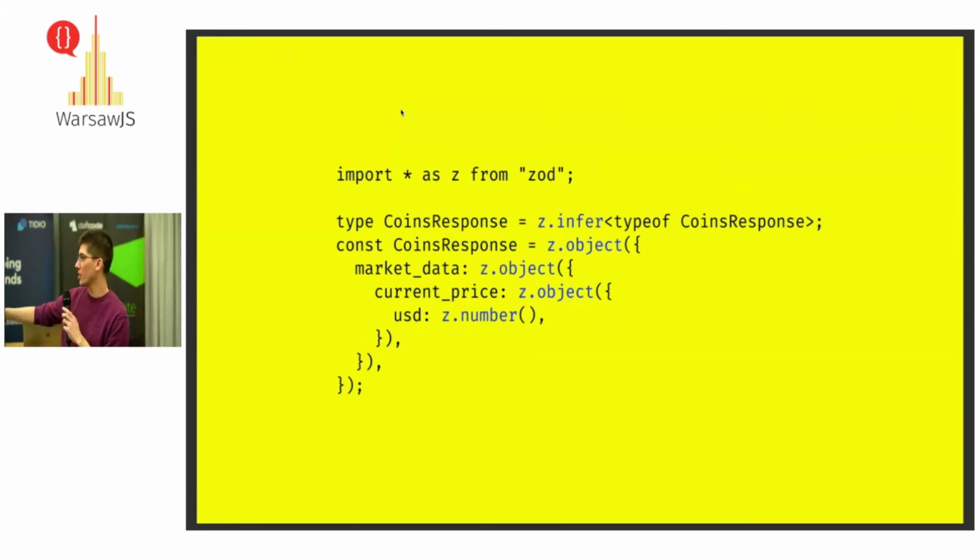So you just say Z object, and then Z object, Z number. And then if you want to get the TypeScript type, we do Z infer. So basically, if you want to do anything, you just do Z dot, and then you find what you need. And with this small piece of code, we have declared the same interface as from before, but now we can actually use it in runtime.